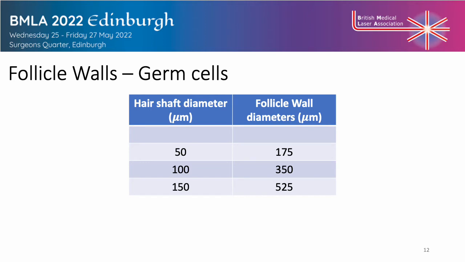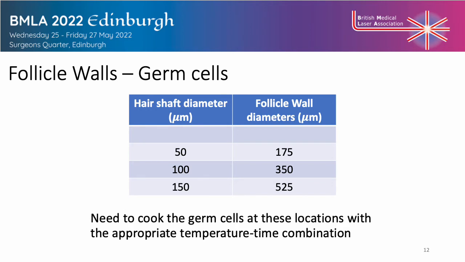Well, again, if we look at these 3 hairs, 50 to 150 microns, then the follicle walls diameter range between 175 and 525 microns, which is quite a significant distance from the melanin in the hair shafts themselves. So we need to ensure that the heat energy can diffuse out to these distances and maintain a suitable temperature for a suitable length of time to ensure that those germ cells are properly cooked.